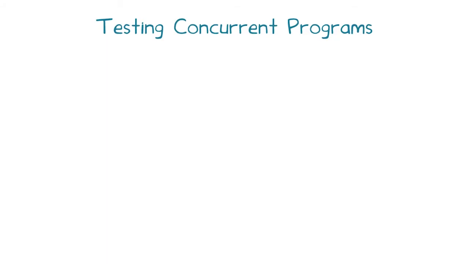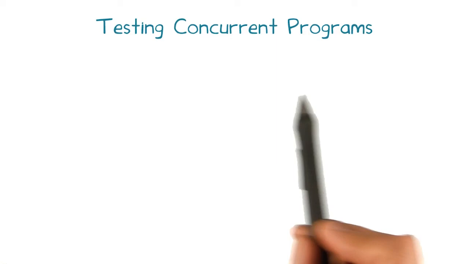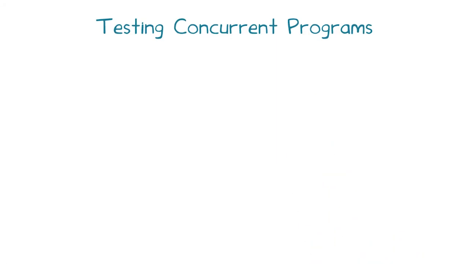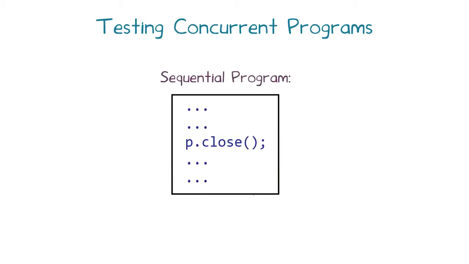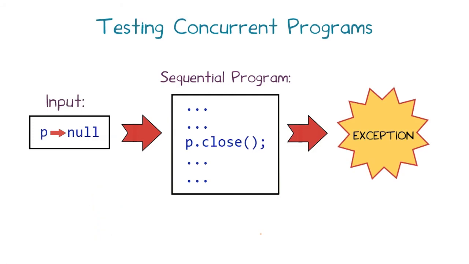Another important domain in which random testing is exceedingly useful is the testing of concurrent programs. In a sequential program, a bug is triggered under a specific program input, and testing sequential programs is primarily concerned with techniques to discover such an input. For instance, consider the following sequential Java program that takes as input a file handle p and calls function p.close. An input under which this program would crash is a null file handle. We will learn about techniques that automatically discover such inputs later in the course.